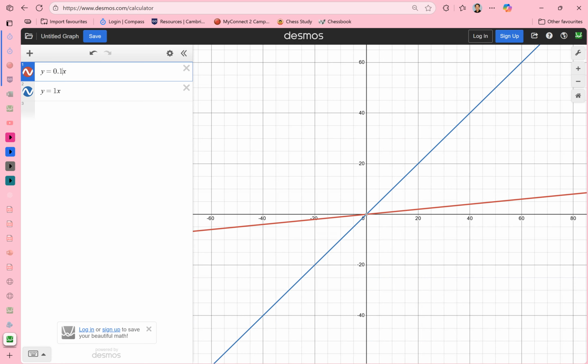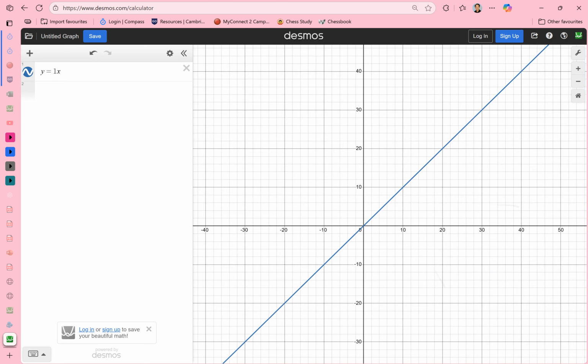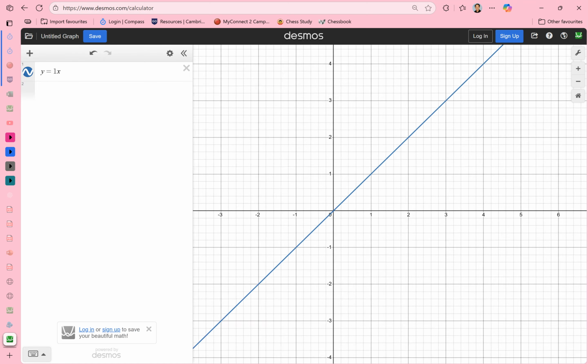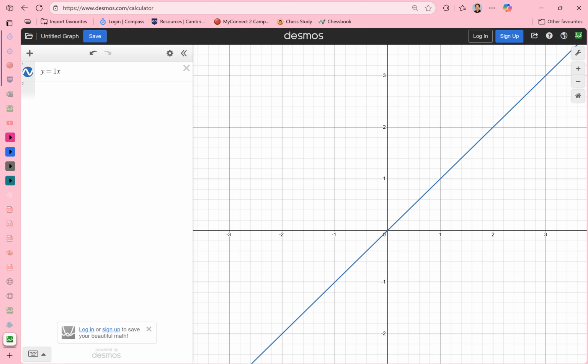So here we go. I'm going to go back. Here's your 1x. This is your typical line. I'm going to zoom in so you can see the pattern. All right. Here's your 1x. That's the line. So the gradient's 1. It's a normal steepness. Watch what happens when I add 1.